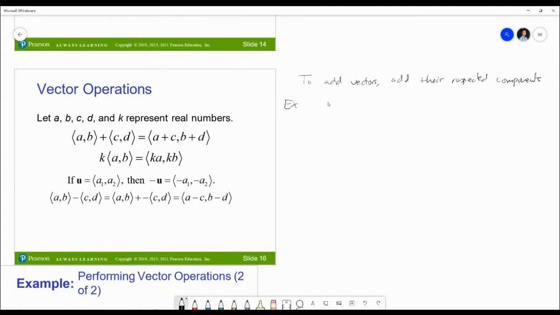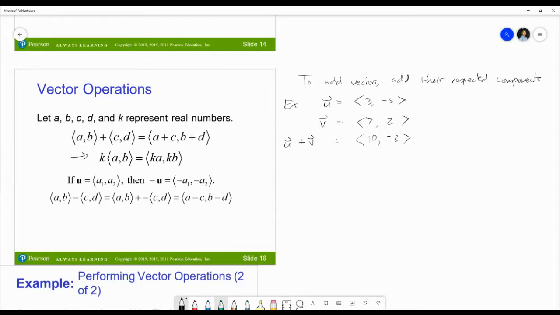So for example, if I have vector u equals 3, -5, and vector v equals 7, 2. If I want to find the resultant of u plus v, all you have to do is add straight down. So 3 plus 7, I get 10, negative 5 plus 2, I get negative 3. That's it. That's how you add vectors. Very easy.